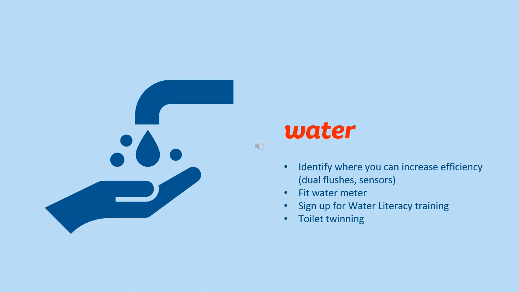Water is a finite resource, and water literacy is now becoming as hot a topic as carbon literacy has been in the past. So have a think about where you can increase the efficiency of your water usage and raise awareness of what's at stake with our water usage in our buildings. You might want to look at some water literacy training to offer to your staff. Or make sure that you have fitted a water meter or any water efficiency tools that you can put into your current system.